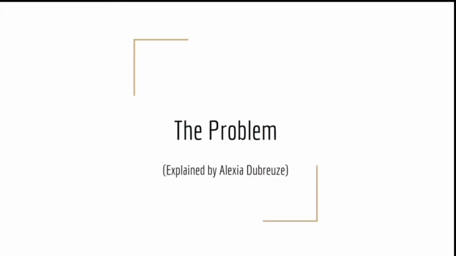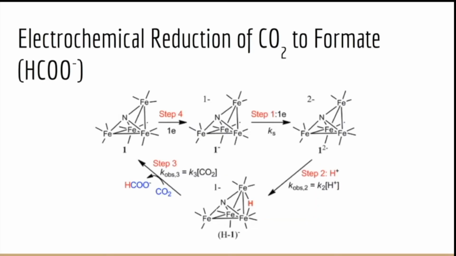So to start, again, I'm Alexia Dubreuze, and I'll be discussing the problem that we're addressing, as well as a quick summary of the whole project. So as previously stated, our project is on the electrochemical reduction of CO2 to formate. Now, as you can see, this is a multi-step reaction in which there's an exchange of electrons and protons. But the most important step to note is step 3. Here is where CO2 is actually reduced to form our desired product of formate. And this is also the step that will be modeled in the MATLAB, and you'll see in the future slides.